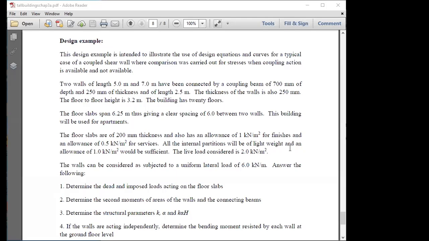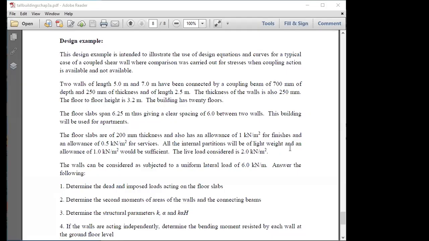And the live load of 2 kilonewtons per meter squared. Generally, the apartments are designed for live load of 1.5 kilonewtons per meter squared. But the passage is designed for a live load of 3 kilonewtons per meter squared. But here we consider that everywhere it's 2 kilonewtons per meter squared, just to keep the calculations simple. But you can consider the fact that the live load can be different in the passage and the apartment. So basically, this is the information that we have.